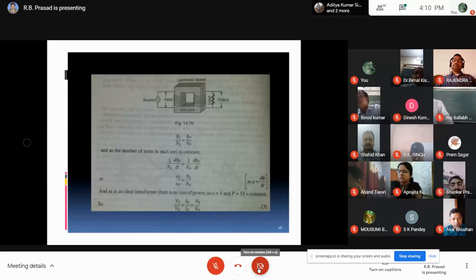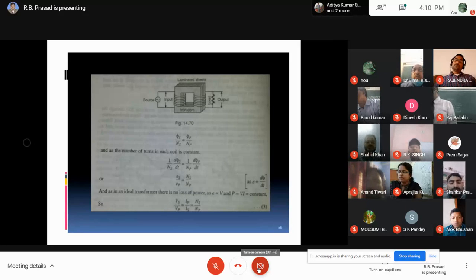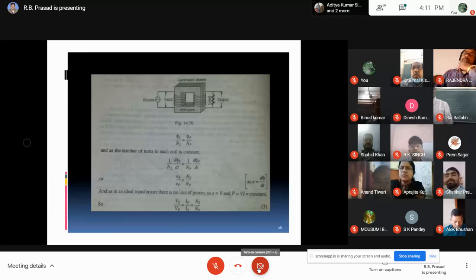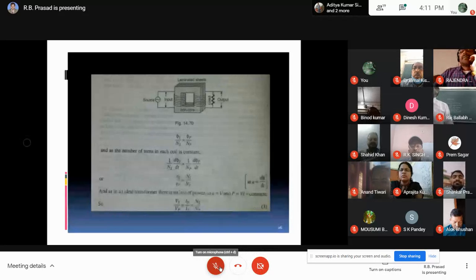It can increase or decrease either voltage or current, but not both simultaneously, because power remains constant. Either voltage is increased or current is increased. Both are not increased simultaneously. Next point, some power is always lost due to the flux in the transformer.